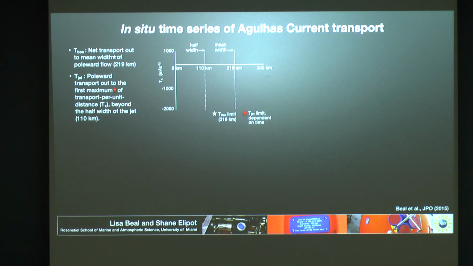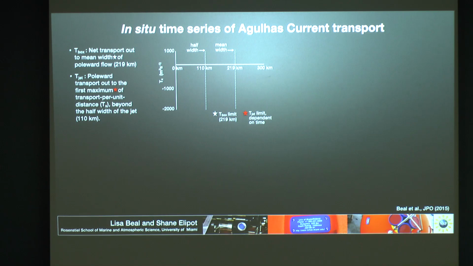T-jet is where we try to create a transport that follows the current. So we saw those meander events as the current goes on and offshore. What we want to do ideally is to try to follow the jet offshore and back onshore and look for just the transport in the jet. So just the poleward transport of the jet.